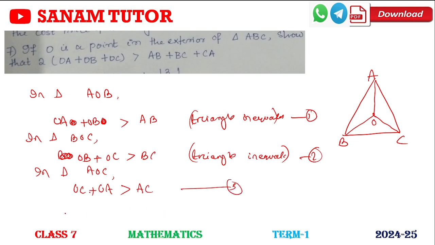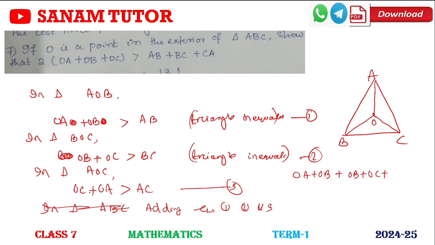So, in triangle ABC, adding equations 1, 2 and 3, we get the left side is OA plus OB. Second one left side is OB plus OC. Third one left side is OC plus OA. Here is the greater than sign, so write greater than sign. Then the right side will be added. So AB plus BC plus AC.